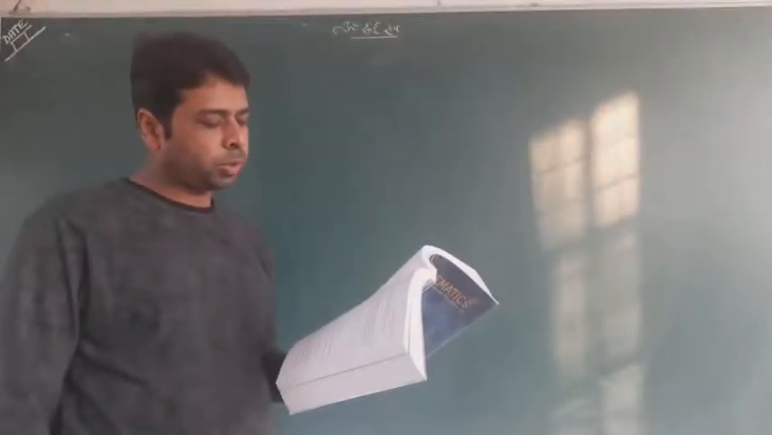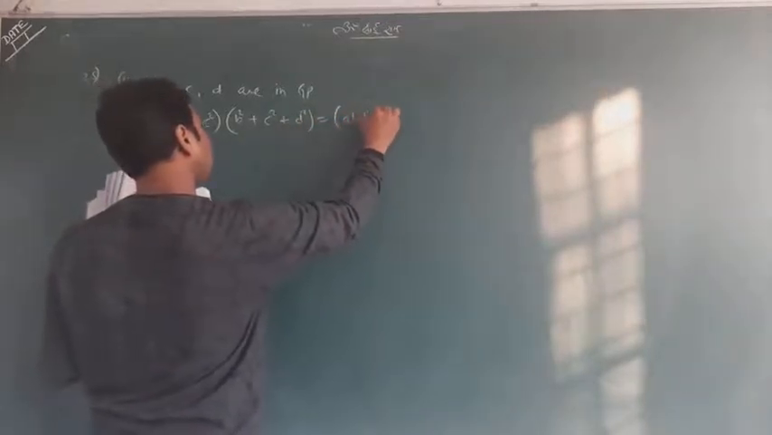Now we have question number 25. I will take the 25th question. Again a very good question. Given that a, b, c and d are in GP, show that (a square plus b square plus c square)(b square plus c square plus d square) equals (ab plus bc plus cd) square. This is a good question. So how can we deal with this question?